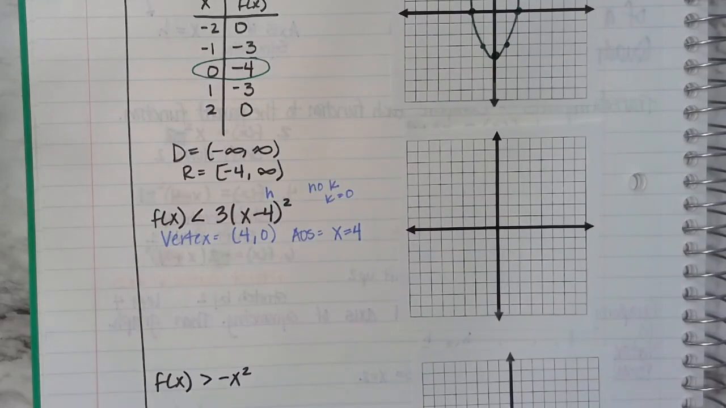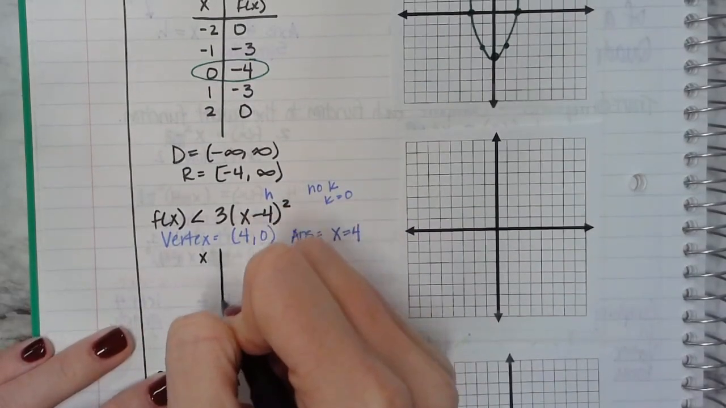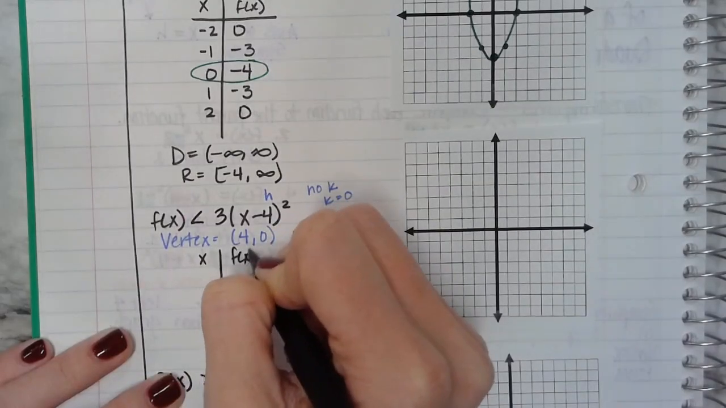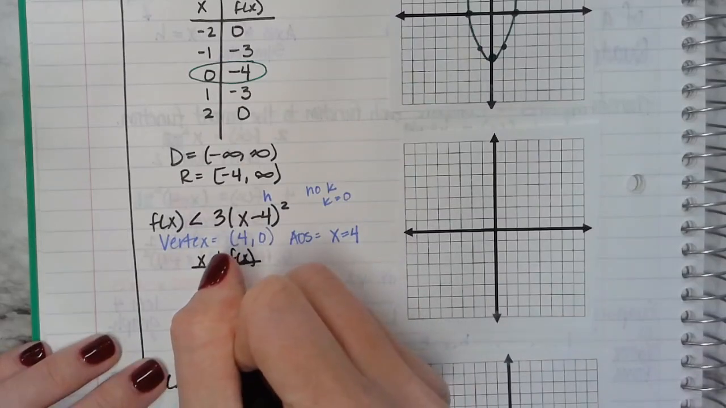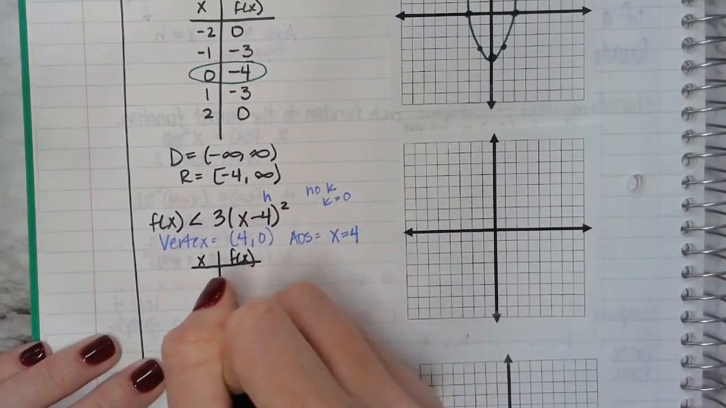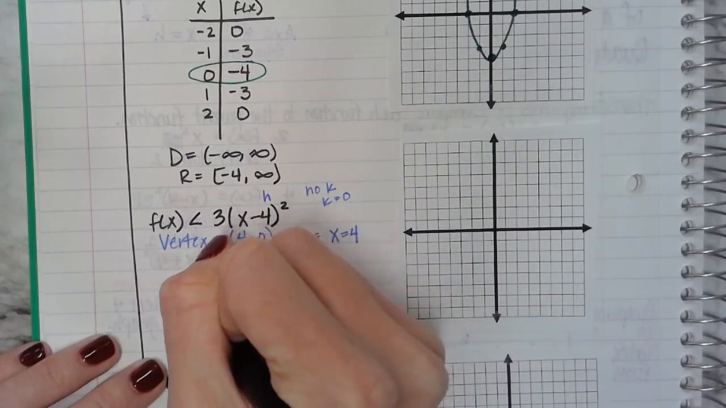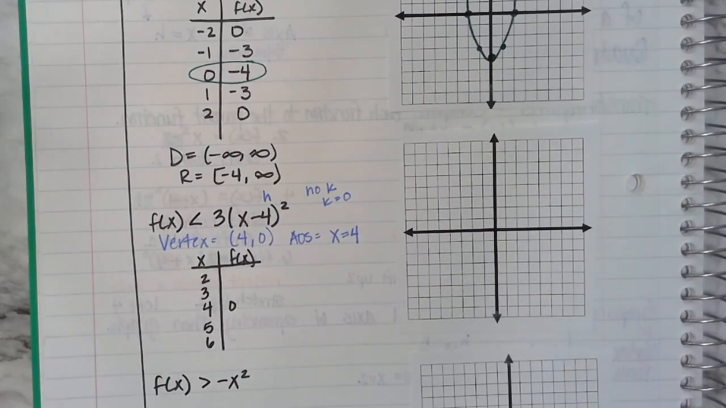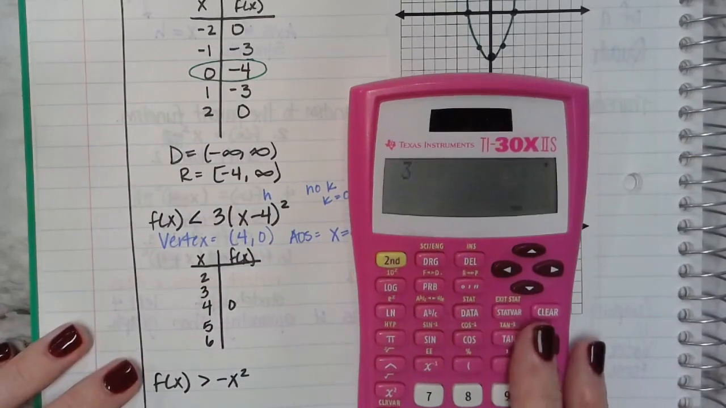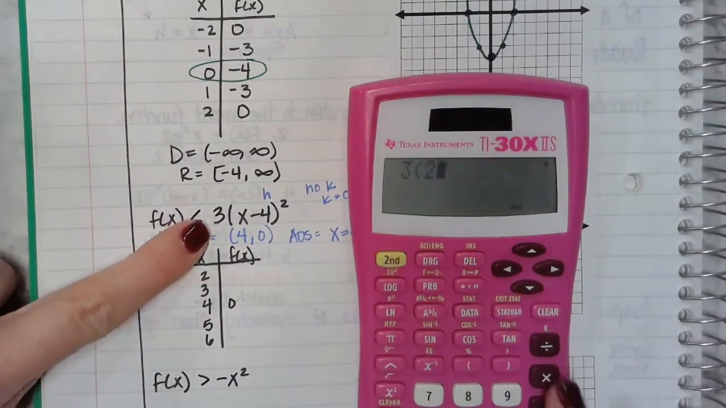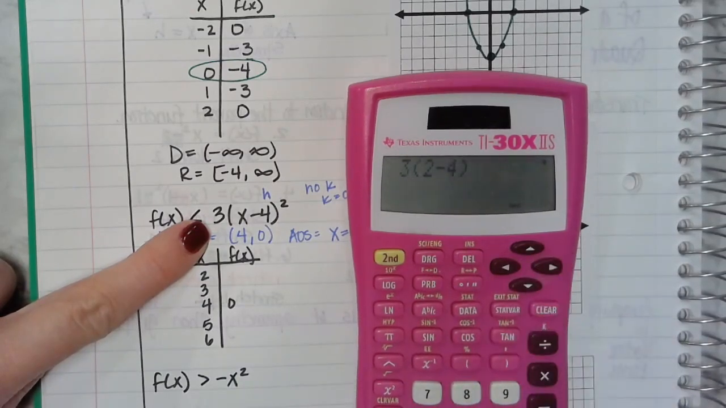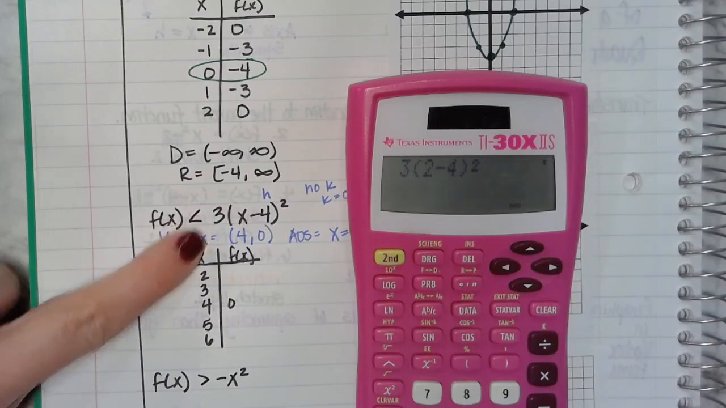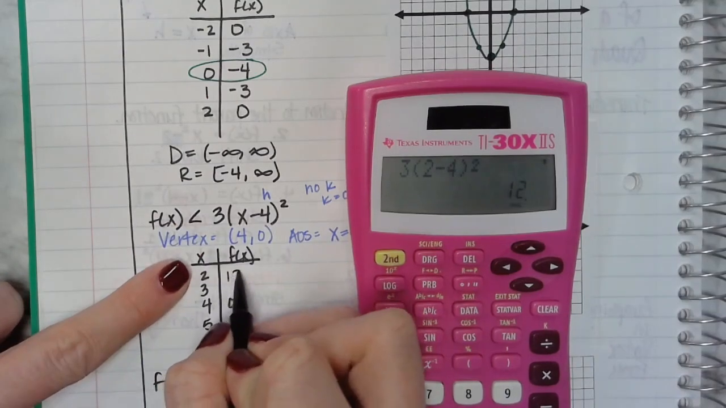Now we're going to put that vertex in the middle row of a table and evaluate. So 4, comma 0. Then I'll number up and down, so 5, 6, 3, 2. And we're going to plug those values into our function here. So 3 on the outside, parentheses, 2 minus 4. Close up those parentheses, squared, and we get 12.